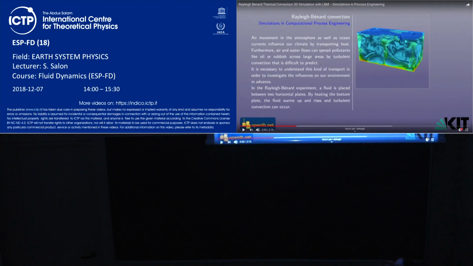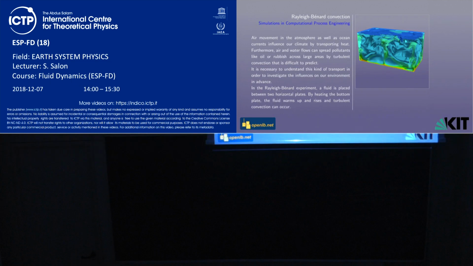Okay. So it is necessary to understand this kind of transport to investigate the influence. And so, in the Rayleigh-Bénard experiment, a fluid is placed between two horizontal plates. Heated from the bottom plate, the fluid warms up and rises, and turbulent convection can occur. Okay? So we have exactly the same system that I explained to you.